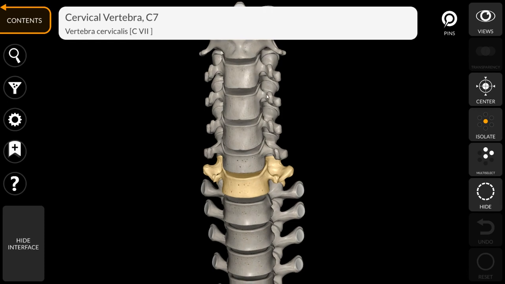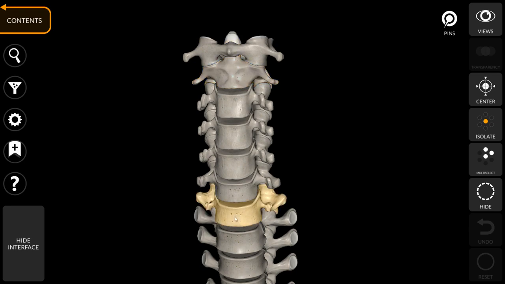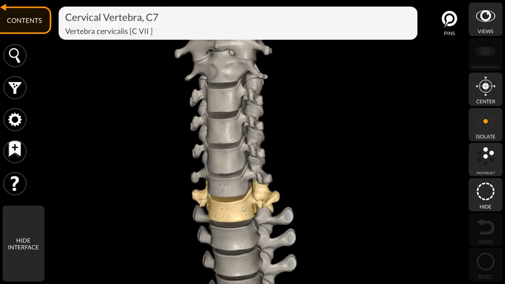C3, C4, C5, and C6 vertebrae are basically known as typical cervical vertebrae, whereas C1 is known as the atlas, C2 is known as the axis, and also C7, which is known as the vertebra prominens. And by the way, right now we try to focus on the typical cervical vertebrae, which is C3 until C6.